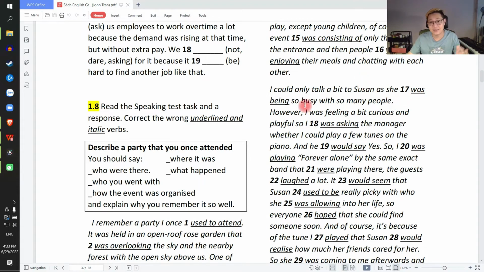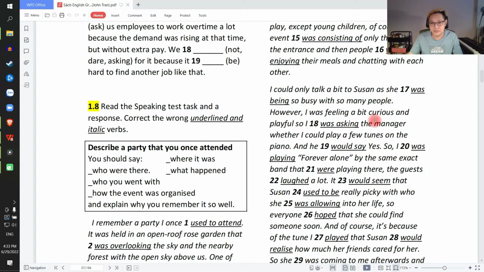Even though was being sounds logical because she was continuously busy with so many people, it's unnatural to say so. So it's better to say she was so busy with so many people. Nghe cái chữ was being thì có vẻ có logic, tại vì cổ đang bận hết nguyên cả cái buổi đó luôn mà, mang tính tiếp diễn. Nhưng mà cái chữ was being này nó không tự nhiên, không ai nói gì cả, chỉ nói là she was so busy thôi with so many people.